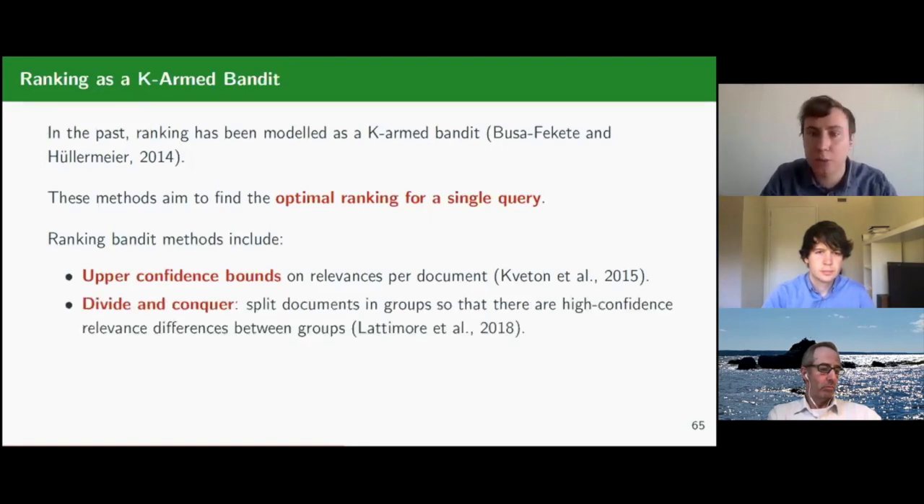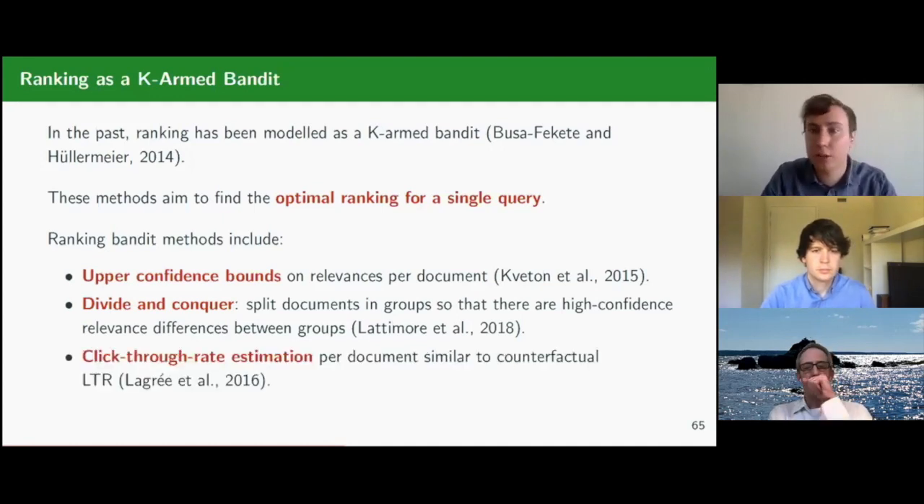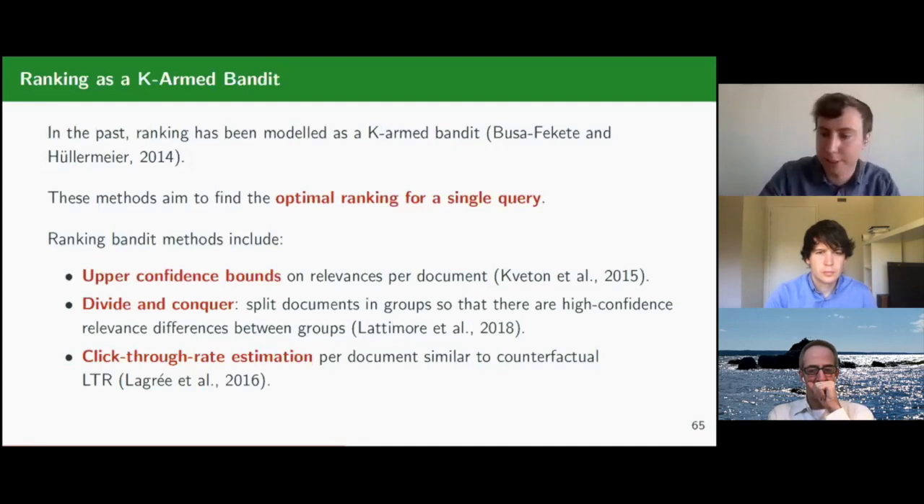Other approaches include divide and conquer approaches, where you split documents in groups such that there are high confidence relevance differences between these two groups. And other approaches include, for example, click-through rate estimation per document. This is somewhat similar to counterfactual learning to rank, where you also have to be careful with things like position bias, but there are Bandit methods that try to do this.